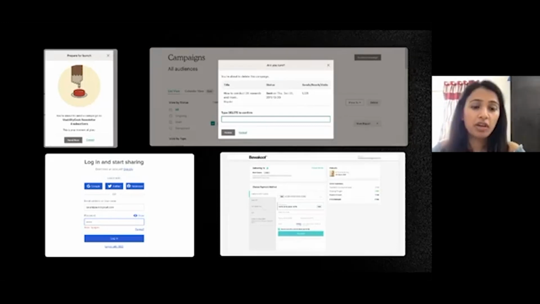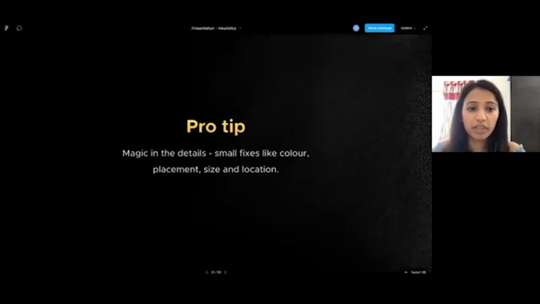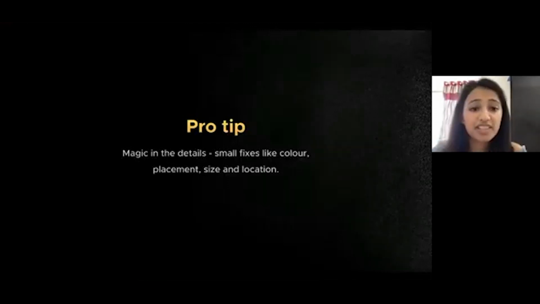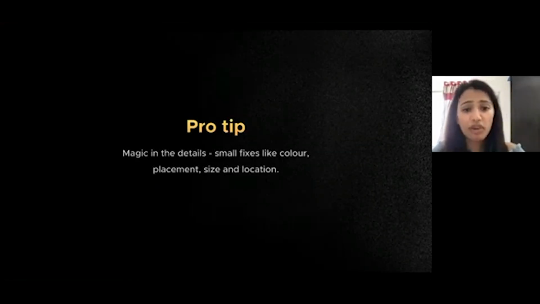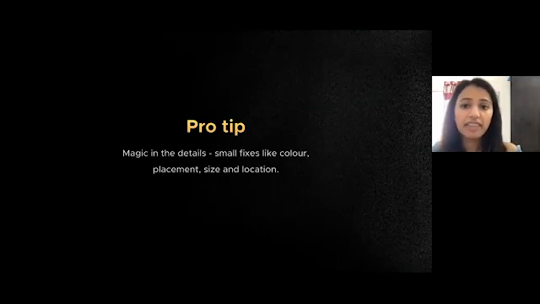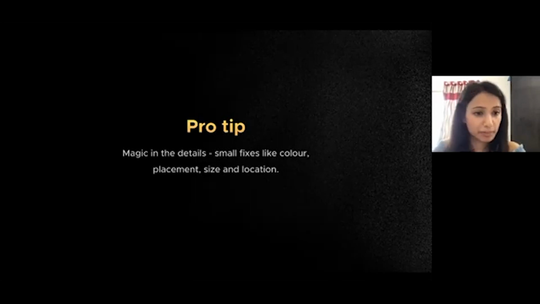Now, a pro tip here would be that we don't need to go overboard. Magic is in the details. Those small fixes like colors, placements, size, locations. Prioritize your effort. Prevent high cost errors first, and then the little frustrations. Avoid slips by providing helpful constraints and good defaults. Prevent mistakes by removing memory burdens, supporting undos, and warning your users.